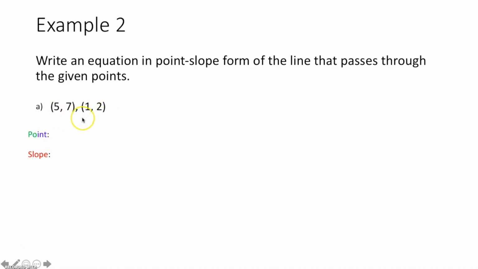A point, that's easy. I just pick either one of these. It doesn't matter which one you pick. I'm going to pick this first one. This is going to be my x sub 1. This is going to be my y sub 1. Next, what is my slope? Well, can't I find the slope between two given points? Didn't I learn a formula for that?